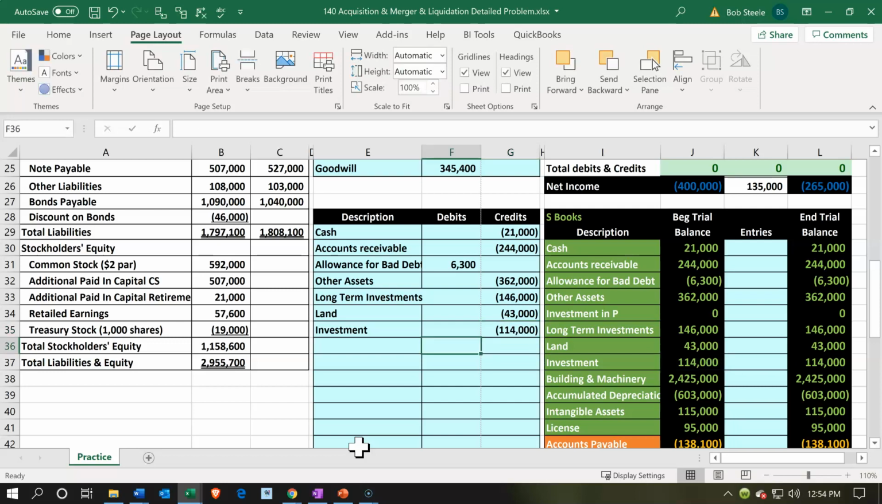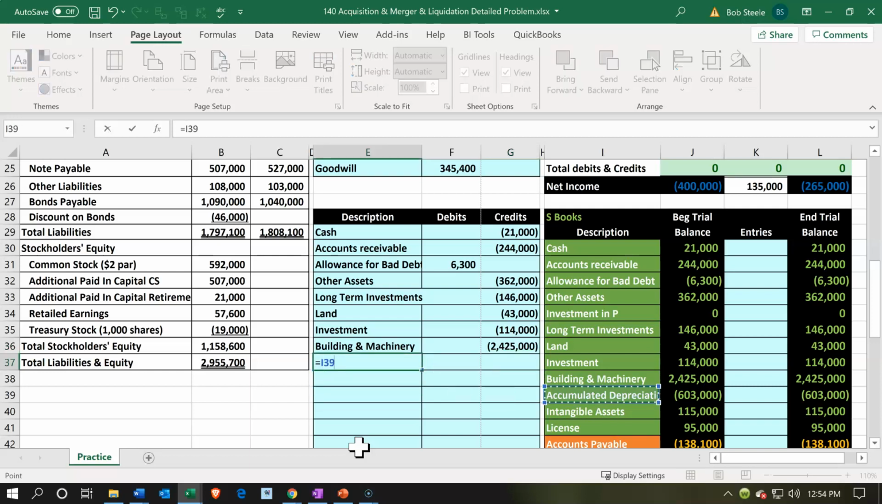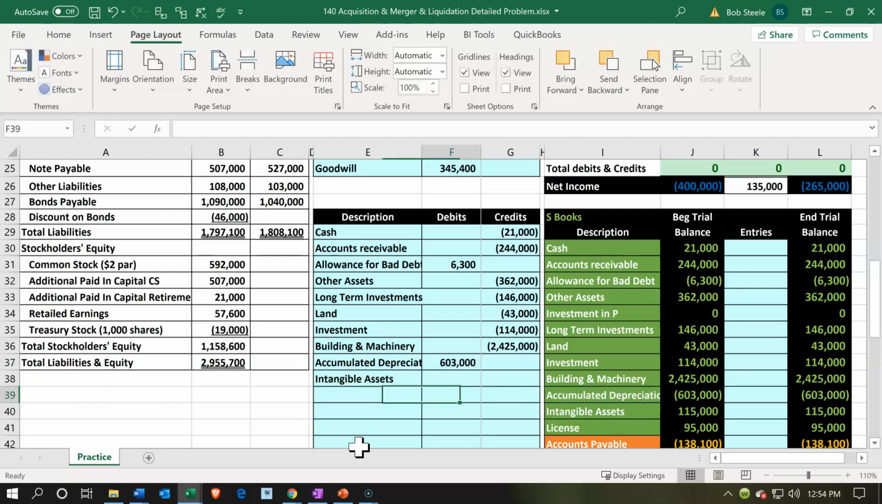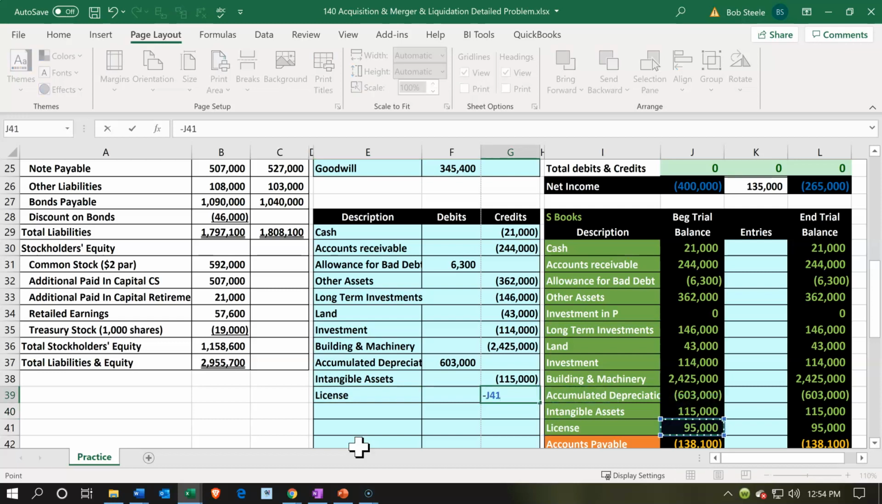And then we got this building, and we need to credit it to make it go away. Then we have the contra asset of accumulated depreciation. It's a credit balance, not a liability, but we need to debit it to make it go away. So debit it to make it go away. Intangible assets, we're going to credit those to make it go away. And then we've got the license here, so we're going to credit that to make it go away.